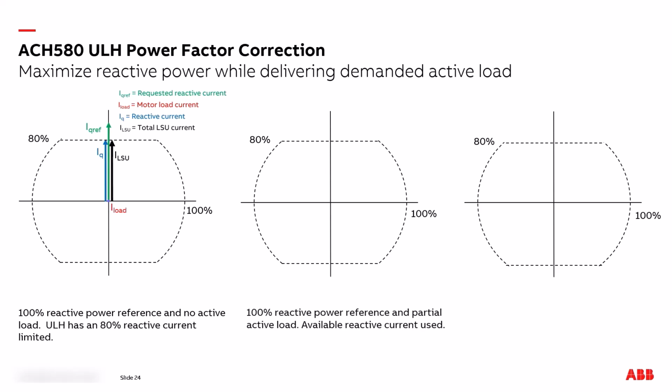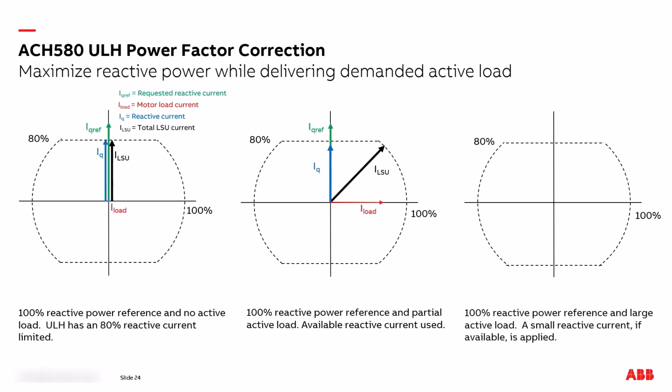As we start to load down the drive with the motor, we'll leave our reference at 100%, and we have a load. Now, LSU's current will move up to its 100% ability, and it will support the load, and it will support a large amount of actual reactive current. We can continue on to 100% reactive power reference and a large active load. We end up still with probably a small amount of reactive current being put into the system.